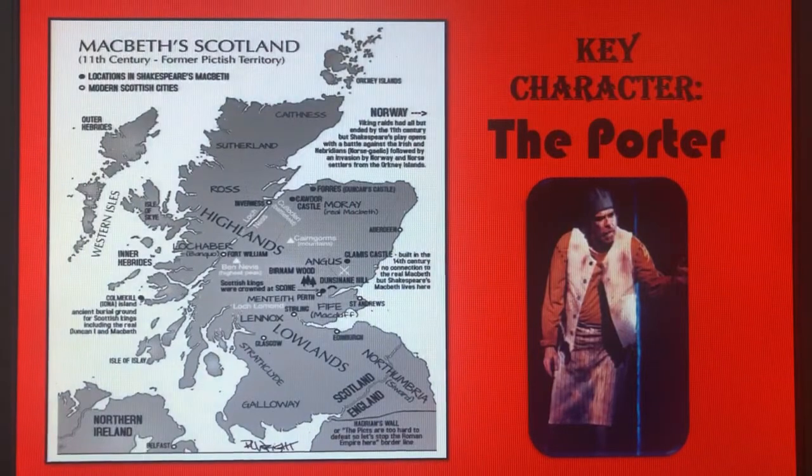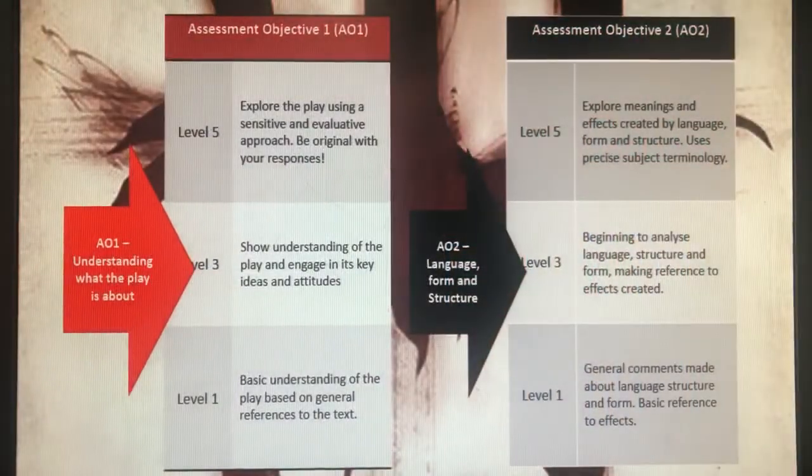Today's video is going to focus on the porter. This, of course, is the porter at the doorway into Macbeth's castle, located here in Macbeth, Scotland. We're going to cover AO1, understanding what the play is about, and AO2, its language, form, and structure.